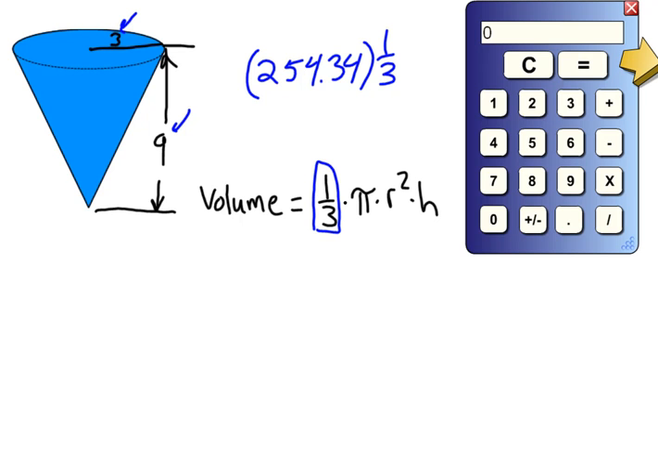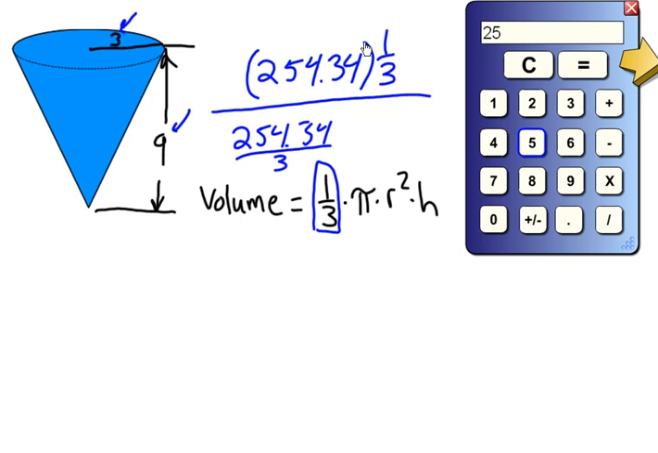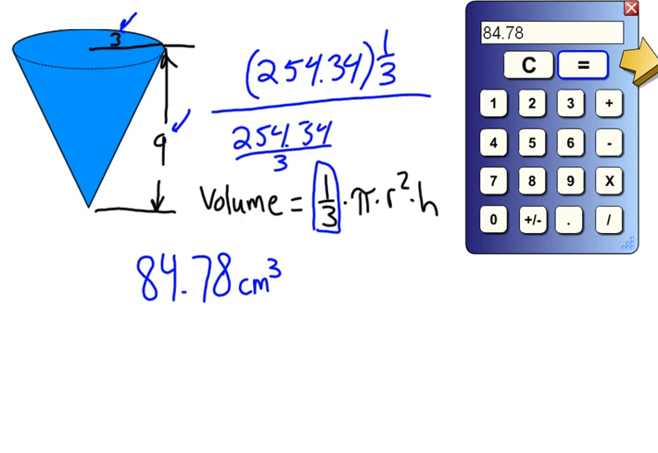Or you could say 254.34 divided by 3, whatever floats your boat. So we got 254.34 divided by 3, and we get an answer of 84.78. And that too is centimeters cubed.